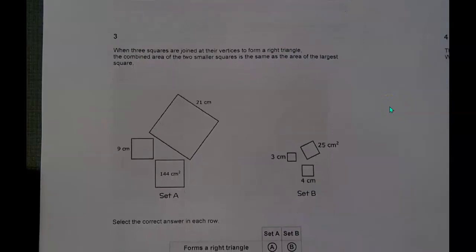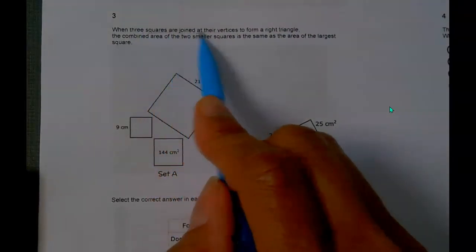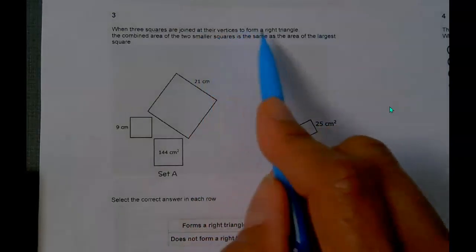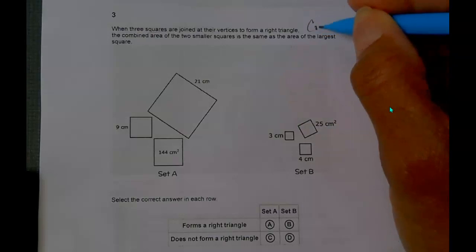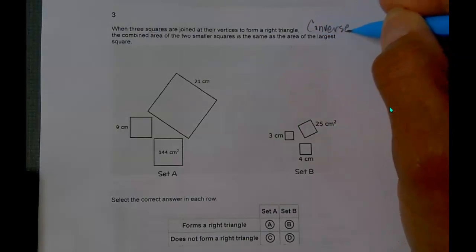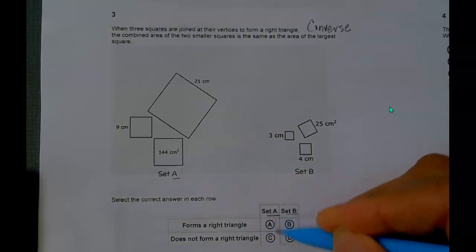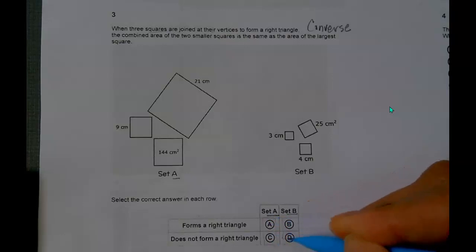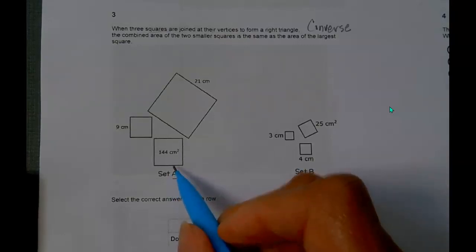So let's look at number 3. It says when 3 squares are joined at their vertices to form a right triangle. This is trying to prove the converse. So we're looking at set A. Here's set A and set B. So this part goes with set A and this goes with set B. So let's work set A first.